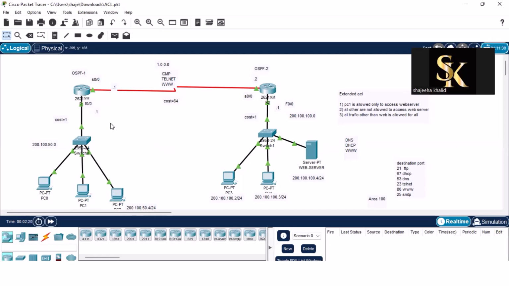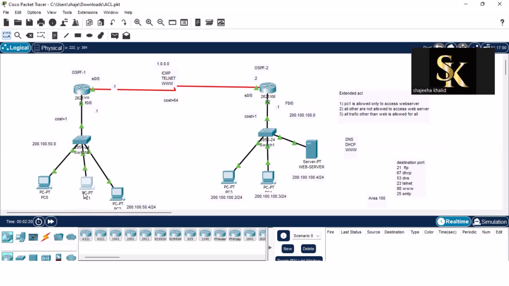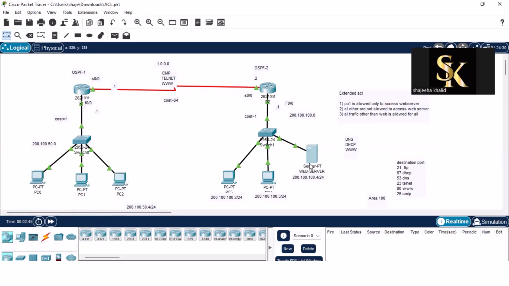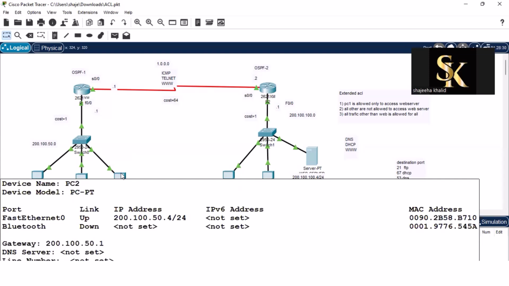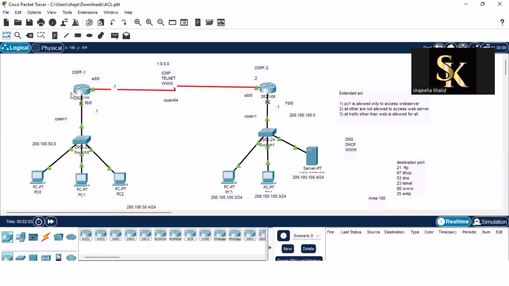The basic difference is that in standard ACL you only provide one instruction, like allow PC1, so you may allow only PC1. But in extended ACL, you may provide complete instructions, such as allow PC1 to access this server, but deny PC0 and PC2 from doing that task, while the rest of the things will be allowed for PC0 and PC2. This is for extended ACL. So there is a basic difference. So here is the topology.